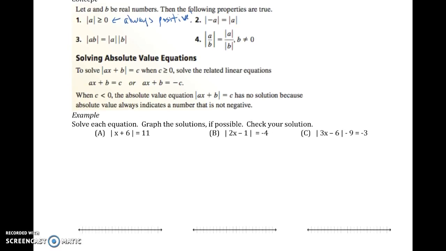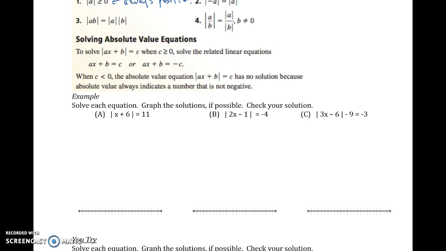think about why. So if you take a look at the first example, example A, we have the absolute value of x plus 6 equals 11. That means x plus 6 is 11 spaces away from 0. So I'm just going to take that equation and redraw it as a number line graph. If I'm 11 spaces away from 0, what are the two places I could be? Well, I can either be at positive 11 or negative 11. So this x plus 6 is either here on the right or here on the left.